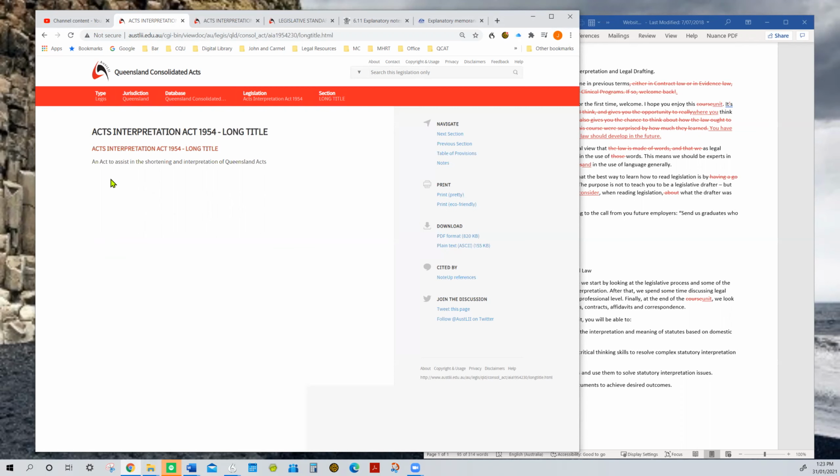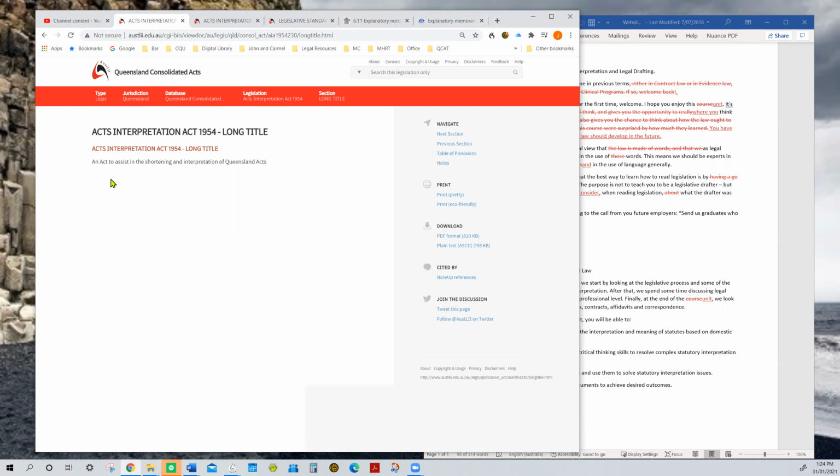So in this case, what is the Act's interpretation about? Well, it's an act to assist in the shortening and interpretation of Queensland Acts. What do we mean by shortening? Well, rather than having to describe something of generic application in legislation, when you read the specific legislation, it will be provided for in some degree in shorthand. And you as a lawyer, being able to successfully interpret the legislation, need to be alive to the fact that the Parliament, in creating that legislation, may have used legal shorthand, which means that you need to refer back to the Acts Interpretation Act to get the longer, more extensive version of that which is meant.